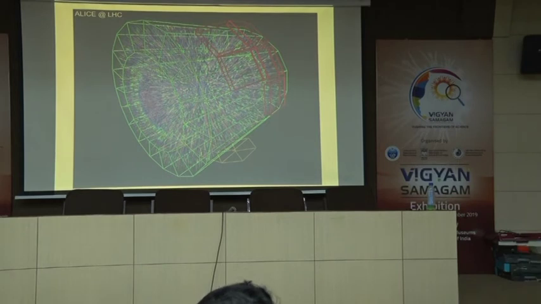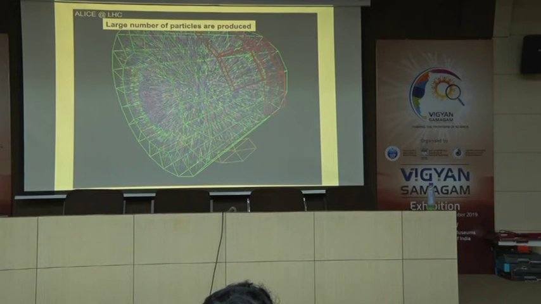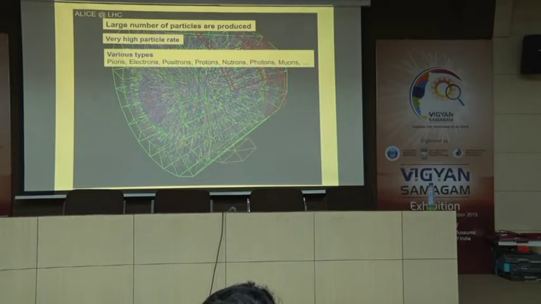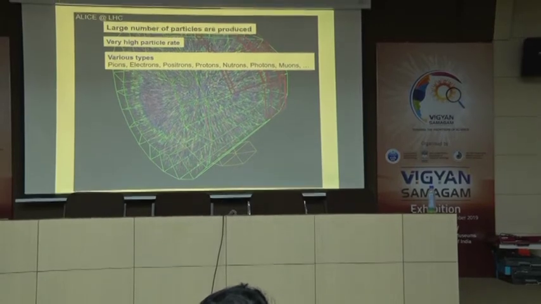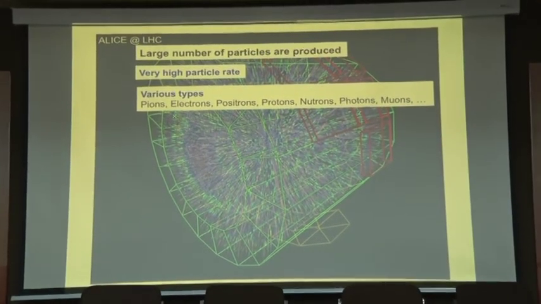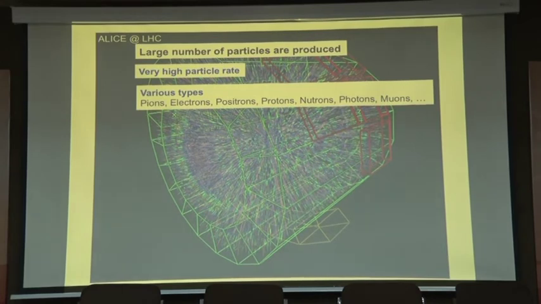Here, a large number of particles are produced in heavy ion collisions. So the particle rate is also very high; I will come to the rate in the next slide. There are various kinds of particles: pions, electrons, positrons, protons, neutrons, photons, muons and what not. Whatever particles are available in the universe, most of them are created. Antiparticles are created also: antiproton, anti-lambda, all these particles.